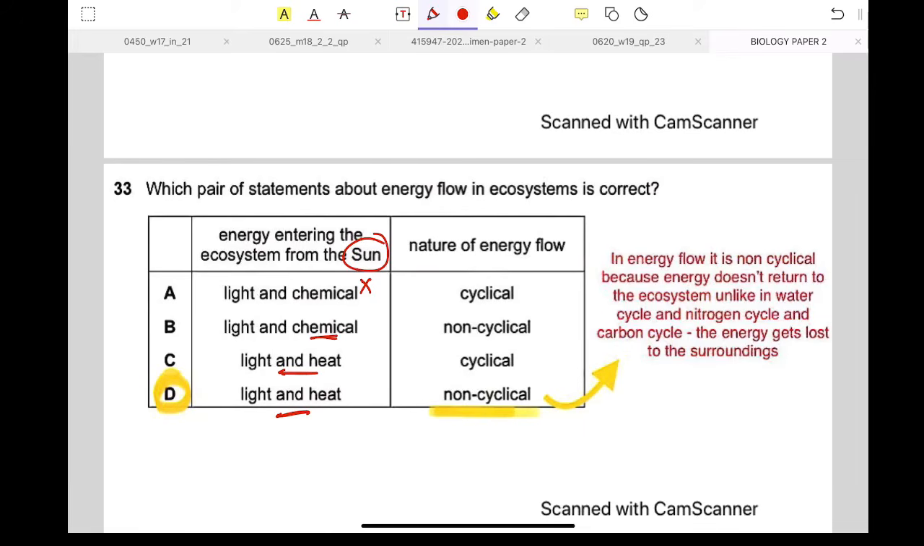Now this is important. Nature of energy flow. Nature of energy flow is actually non-cyclical. Non-cyclical means that the energy cannot be restored or reused again and again, because some of the energy actually gets lost. We know that in the energy transfer between trophic levels, most of the energy is lost as heat or feces or in respiration, right? So it cannot be restored back into the system, which is why it is non-cyclical. So that is why D is your answer.